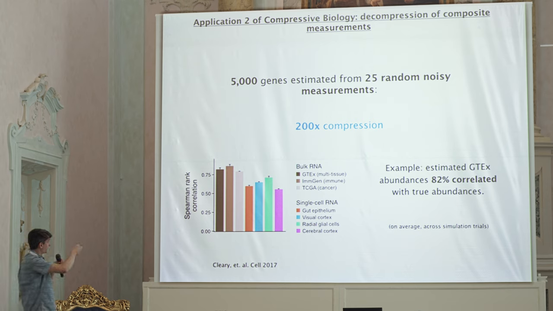So here's some examples where we were taking 5,000 genes chosen at random, simulating just 25 random measurements. So this is a 200-fold compression. And based on these 25 random measurements, we try to estimate what the unobserved 5,000 gene expression levels must have been. These are the results looking at Spearman correlation for a number of different data sets. For example, in GTEx, on average across simulation trials, the approximated gene expression levels are about 82% Spearman correlated with the true abundances that were not observed.